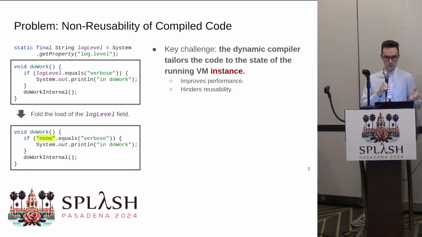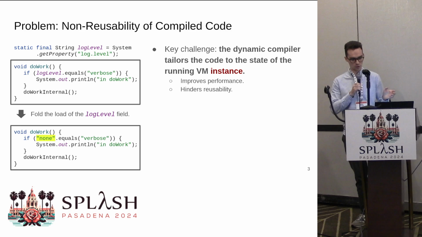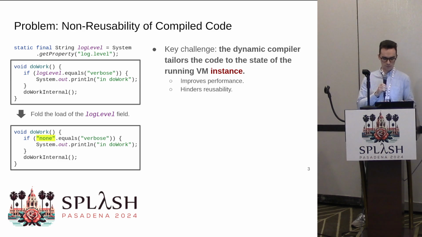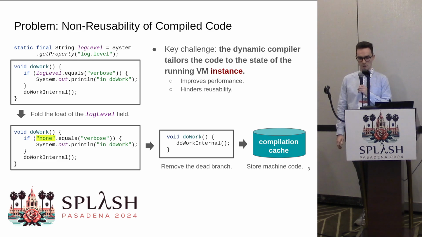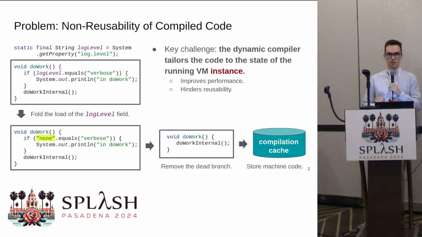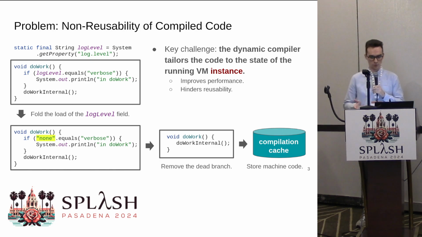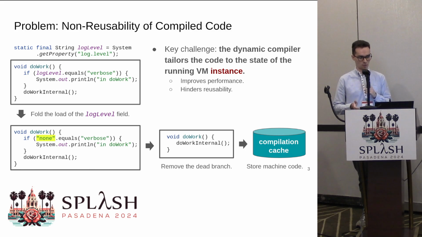So suppose that the value of the field is the string "none", so it can replace the field load with the actual constant. And now in the code, we can clearly see that the branch condition evaluates to false, so the compiler can remove all the logging code. And suppose now that we store this in the compilation cache. And the problem with this is if another client comes in the future, then it tries to reuse this compiled code.